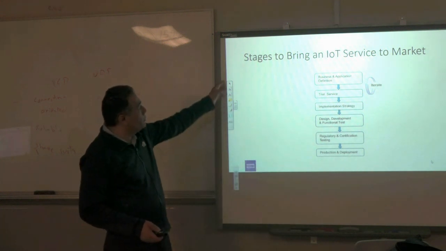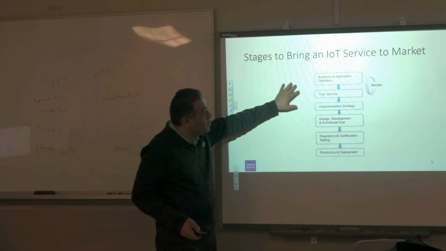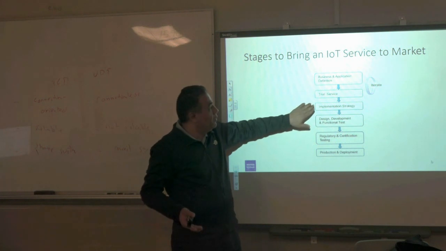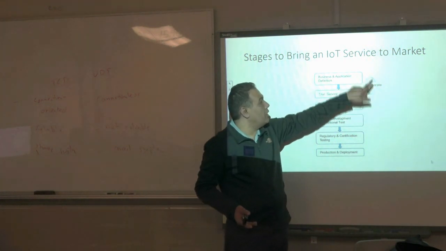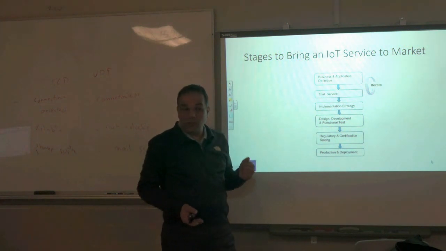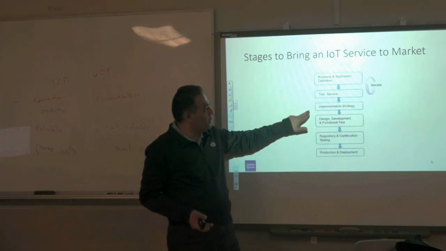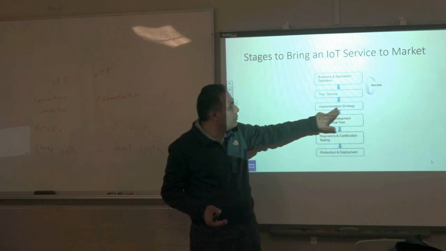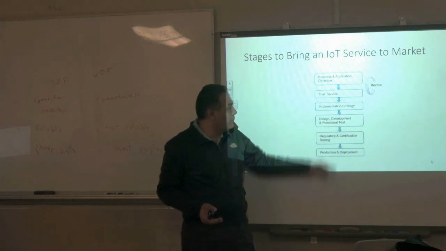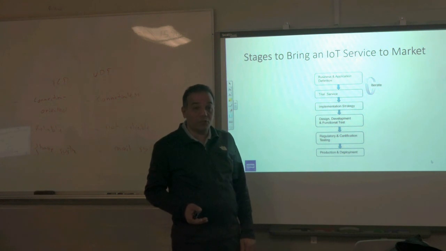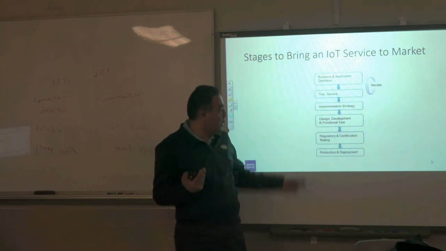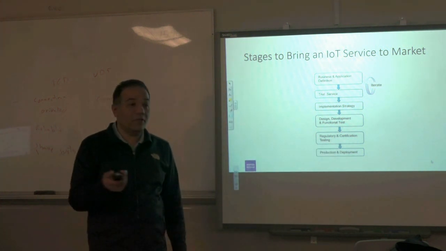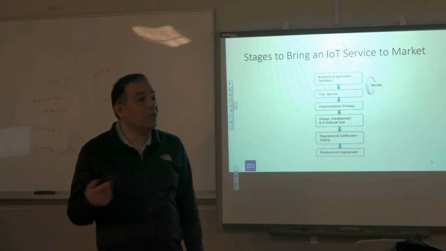This is very important: stages to bring an IoT service to the market. It starts with a business application definition. That's what you're going to do in your project. This is a very important slide for you. Then trial service. You're going to iterate here until you have an application that you think is viable. After that, you're going to have the implementation, and you'll spend a lot of time here. Then implementation strategy, design, development, and functional testing. Testing is very important. It's a big thing. Then after that, regulation and certification testing. This is also a big issue. When you have a system that uses a wireless system, it has to be regulated by the government.